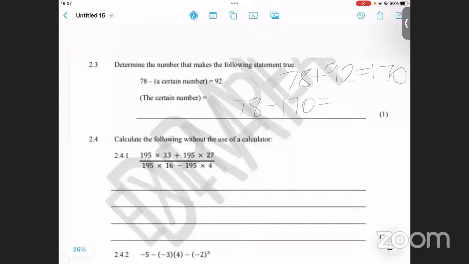Okay, so 78 minus 170 on your calculator gives you a 92? Hmm? Guys, are you still there? On your calculator, when you are calculating 78 minus 170, do you get a 92?